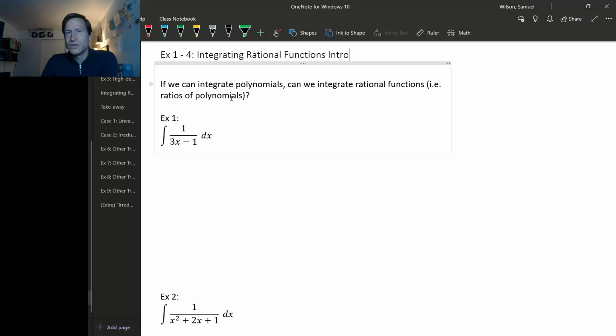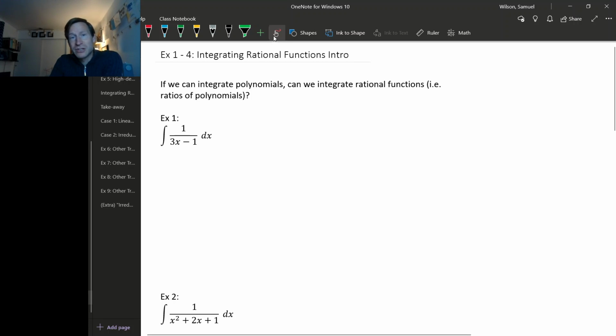One large class of functions that we haven't really thought about yet is rational functions. We can integrate polynomials, so shouldn't we be able to integrate ratios of polynomials, which is what rational functions are? We do have some tricks that can work for some rational functions, so here are a few examples.